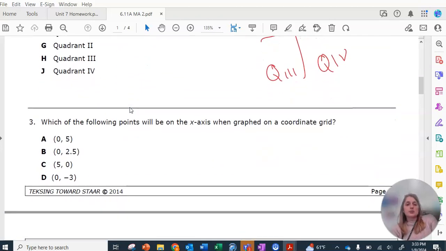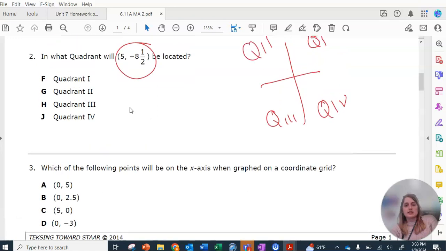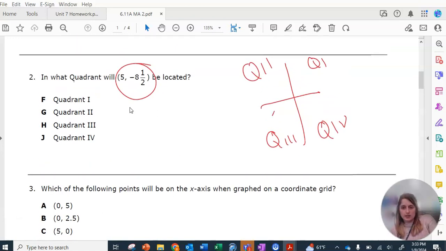Which of the following points will be on the x-axis? The x-axis is this one right here. So think about, that could be any x number in the whole wide world, but there could only be one possibility for the y coordinate. So think that through, and then we're done with our homework.